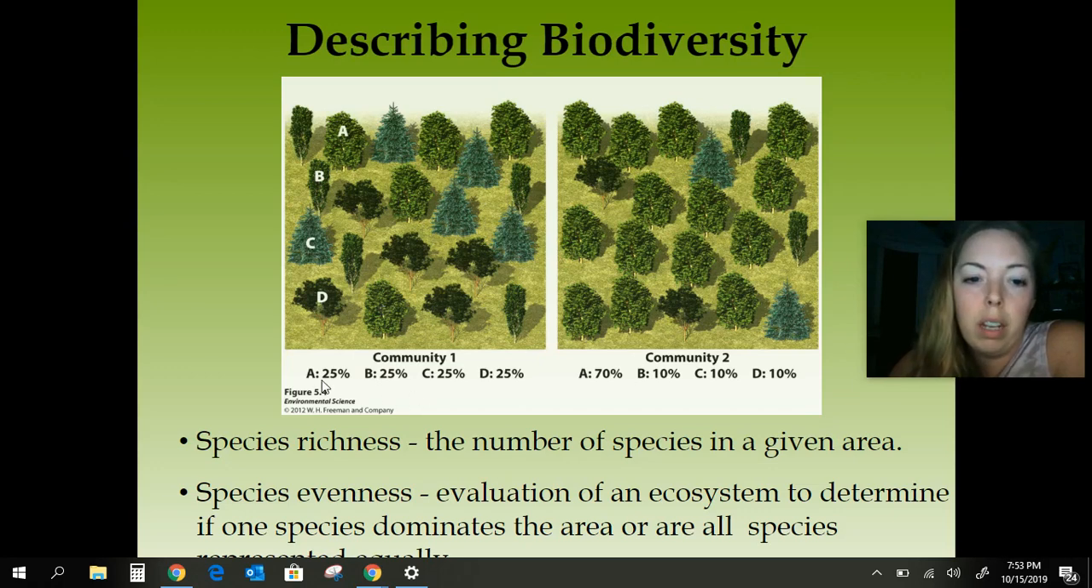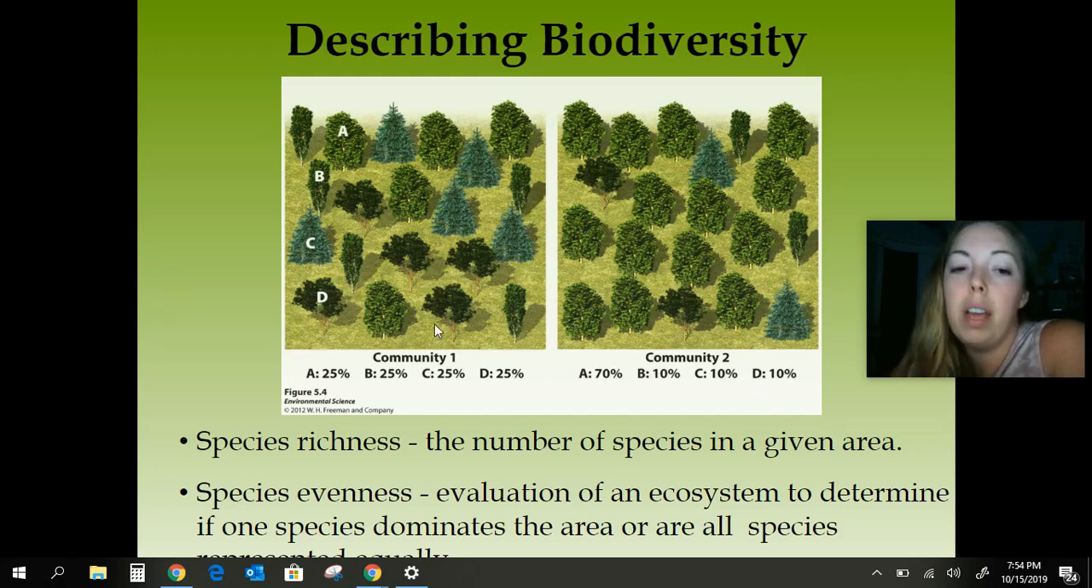So it's 25% species A, 25% species B, 25% species C, and also 25% species D. In community 2, there are still 4 different species, but one species has 14 trees. If you look at A, there's a whole bunch more of this one, 14 individuals. The other ones have only 2 of each. B only has 2 here, C has 2, and D has 2 as well. So if you look at the percentages here, this is numerically dominated by species A. It's mostly species A, and only 10% are B, C, and D each.